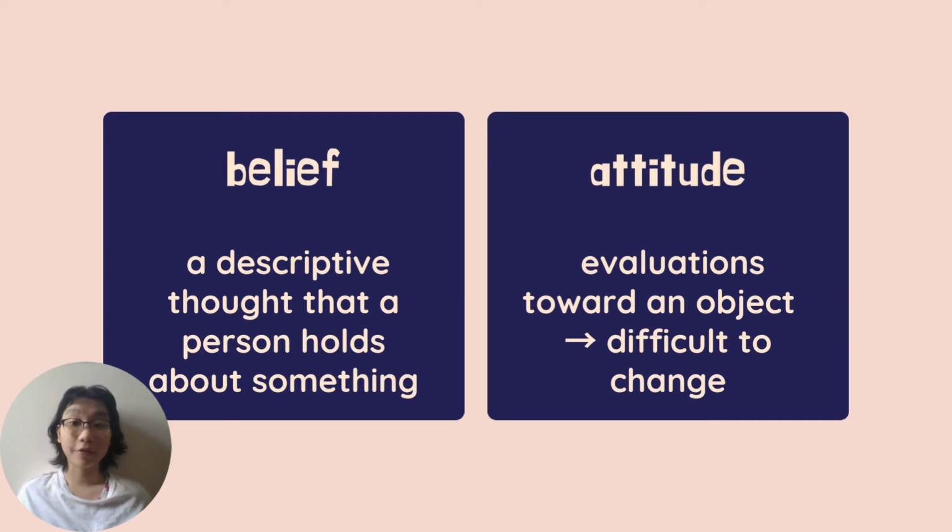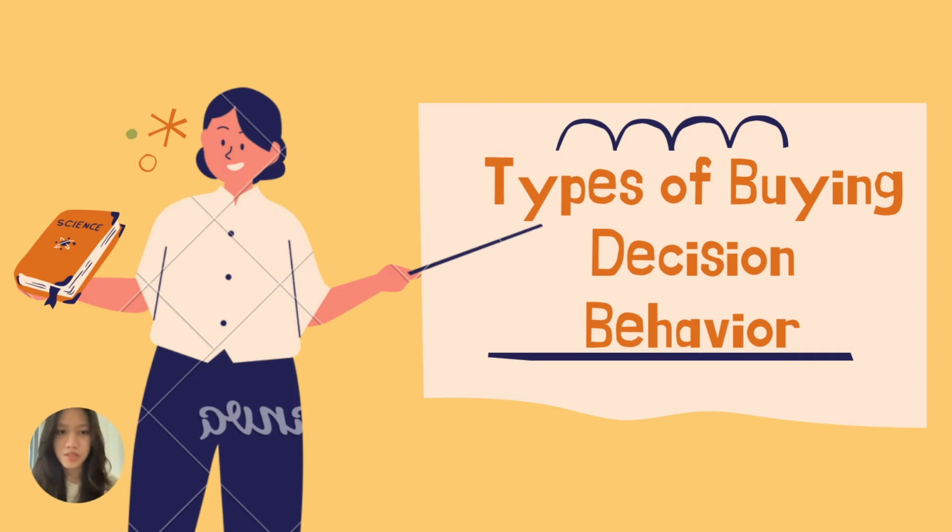And finally, we have come to the last one in this category, which is belief and attitude. Belief is a descriptive thought that a person holds about something, while attitude is a person's consistently favorable or unfavorable evaluations, feelings, and tendencies toward an object or idea. And it may be difficult to change because they are usually part of a bigger pattern. So let's move to consumer buying decision behavior.